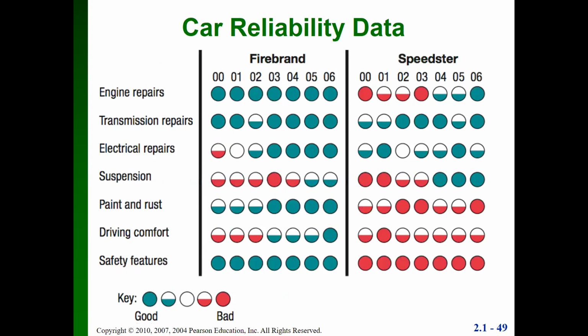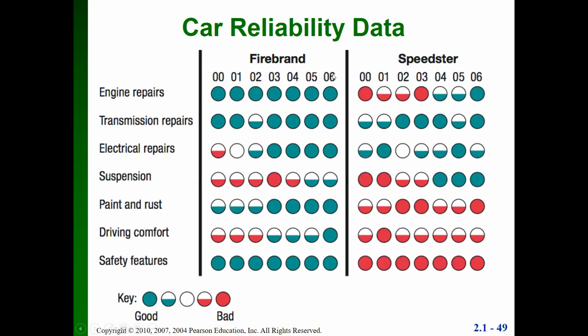the Firebrand or the Speedster. So we can see that we get a key. A full circle blue is really good, is superior. A half circle blue is okay. A colorless circle is sort of neutral, and then we start getting into the bad. So we can immediately look at this, the Firebrand.